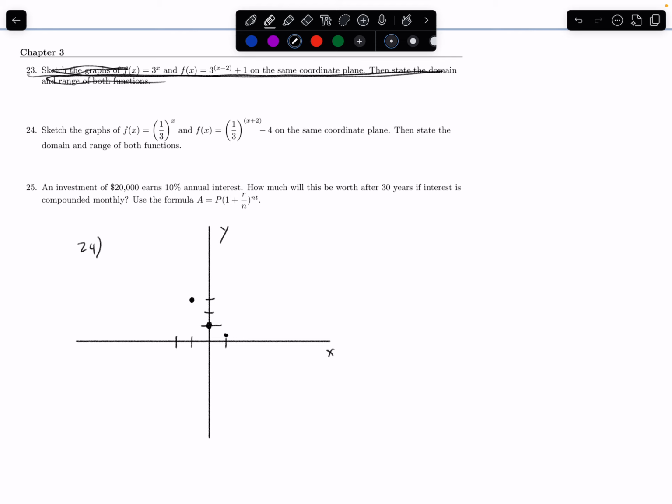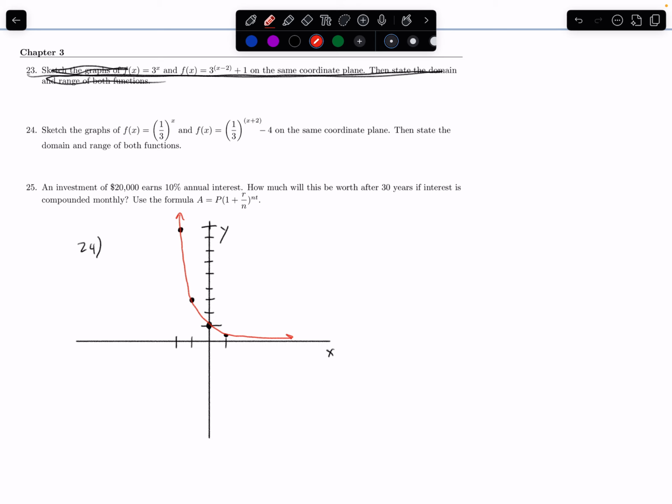If I put -2, that's 3 to the second power, 9. 3, 4, 5, 6, 7, 8, 9. And so that's right here. Okay, and then I'll connect those dots. You notice that I have a horizontal asymptote right at 0. So it approaches 0, but never quite hits it. Just like that, nicely done.